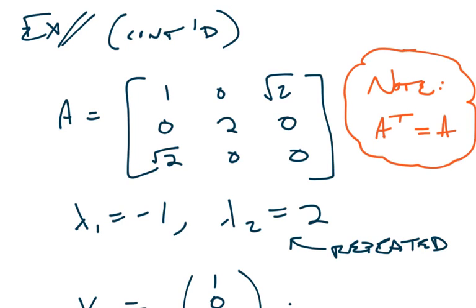All right, I just want to rehash very quickly the things that we did in the last video. A was taken to be this matrix as an example. Note that A is symmetric, meaning its transpose is itself. We found, by solving the characteristic equation, two eigenvalues. One is -1, and the other is 2, and this eigenvalue of 2 was repeated. It showed up twice as a root in the characteristic equation.